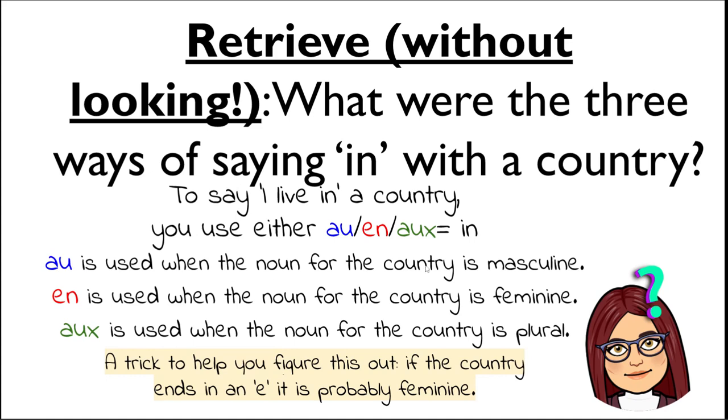Au is used when the country is masculine. En is used when the country is feminine, and aux with the X is used when the country is plural. And the trick, if you remember, is that most of them use en because they end in a letter E. So for example, France, it ends in E, so you would use en with it. So en France, in France.